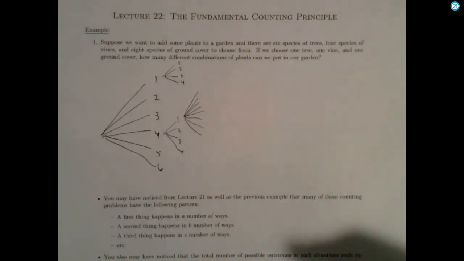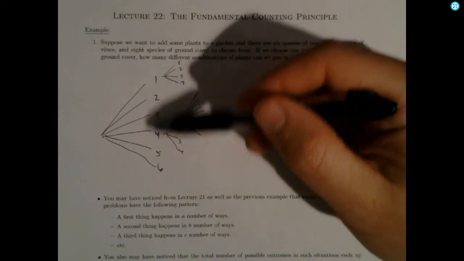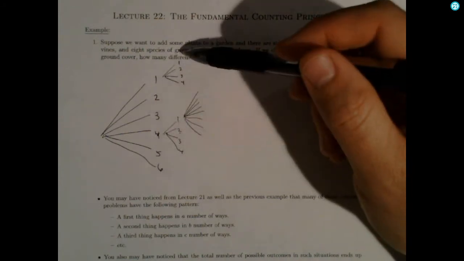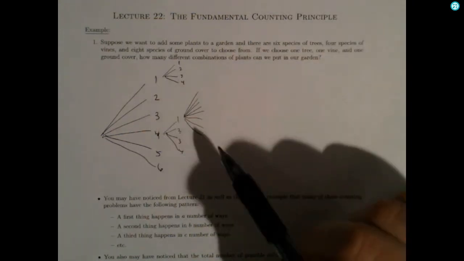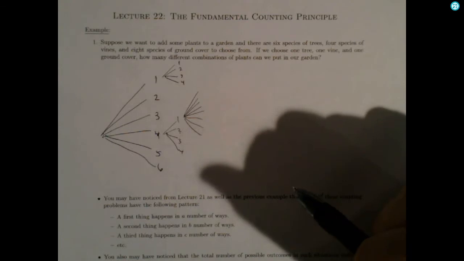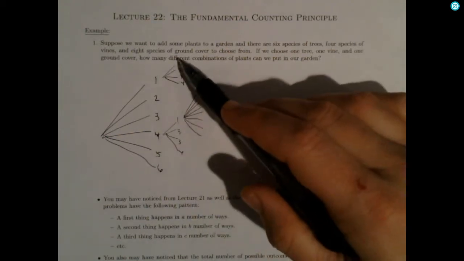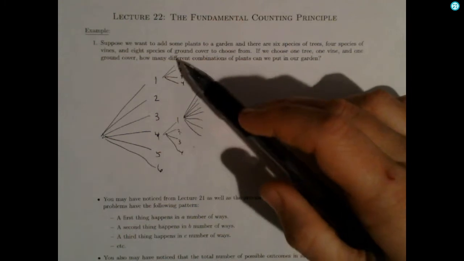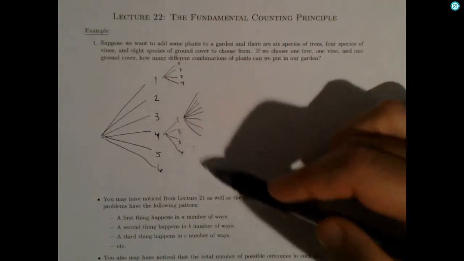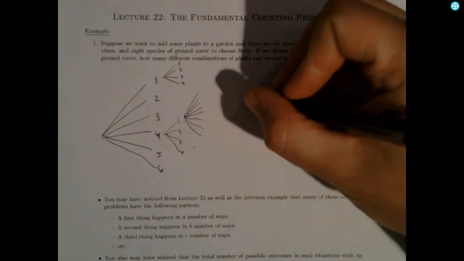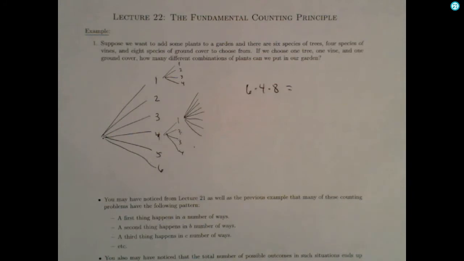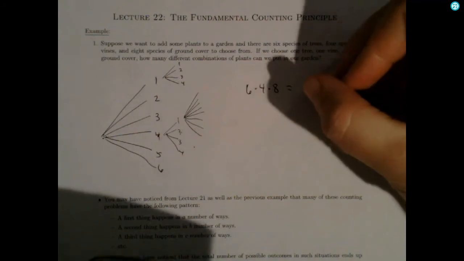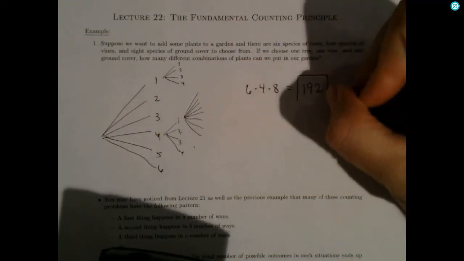I haven't drawn the whole tree, but you can imagine each of these is going to have 4 branches coming off of it, and then each of those branches is going to have 8 branches coming off of it. So if you were trying to think of the total number of different combinations, 6 times 4 would get you to the second row, so that's 24. And then 24 times 8 would get you to the third row. So we say 6 times 4 times 8. That's going to be the total number of branches. That's 192 branches. Okay?